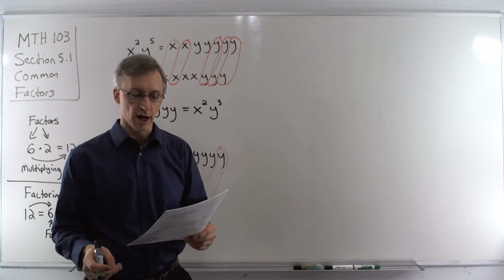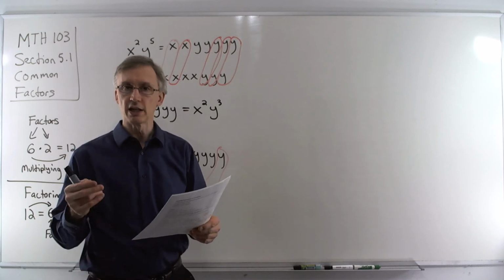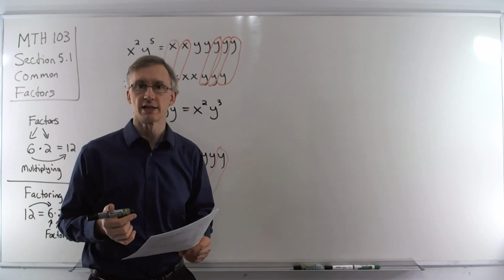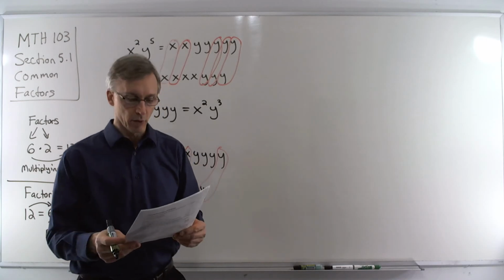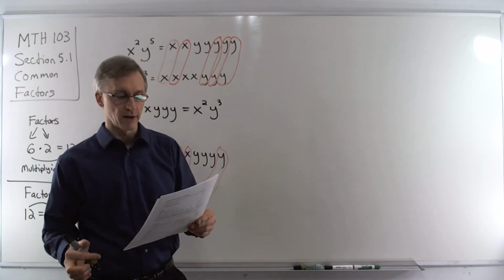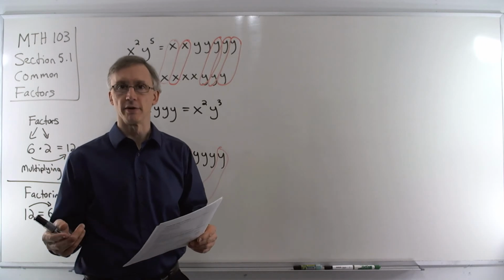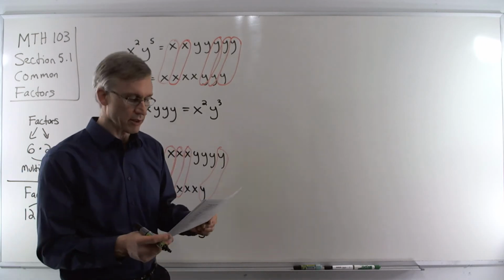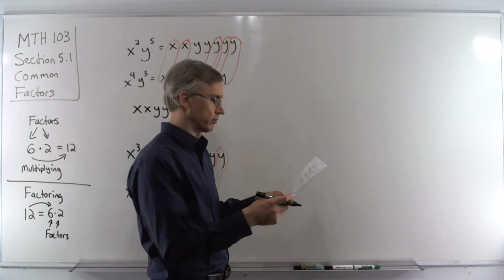So to describe the pattern, for each base, select the smallest exponent. And that will work in finding the greatest common factor of any monomials. So let's try the shortcut then on your turn, number 2.